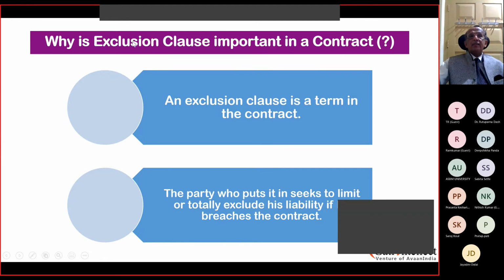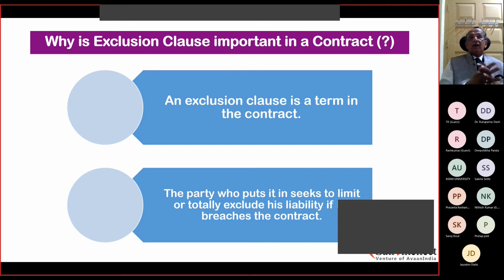Right, why is an exclusion clause important in a contract? An exclusion clause is a term in the contract. The party who puts it in seeks to limit or totally exclude liability if breaches of contract occur. So when you draft a contract, you should also put in an exclusion clause.